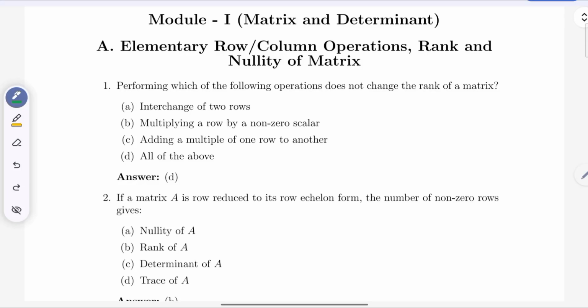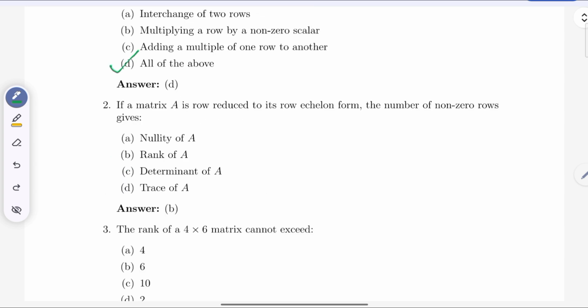Hello, let us solve some questions from matrix determinant in the topic elementary row and column operations, rank-nullity of a matrix. As you know, any row operation cannot change the rank of a matrix. So for the first question, all of the above, that is, no row operation can change the rank of a matrix. So option D is correct for the first question. And let us move to the second question.